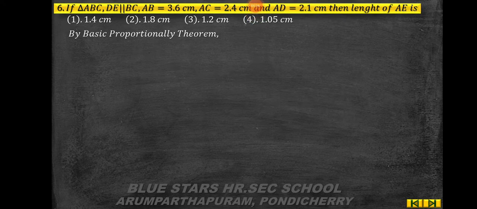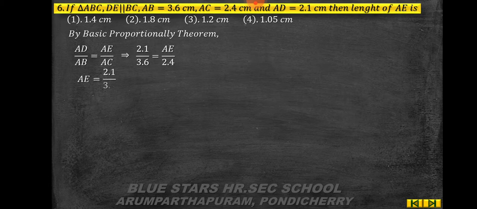By the basic proportionality theorem, we can write AD by AB is equal to AE by AC, which implies 2.1 by 3.6 is equal to AE by 2.4. Therefore, AE is equal to 2.1 by 3.6 into 2.4, which is equal to 1.4 centimeters. Therefore, the correct option is option 1. The answer is 1.4 centimeters.